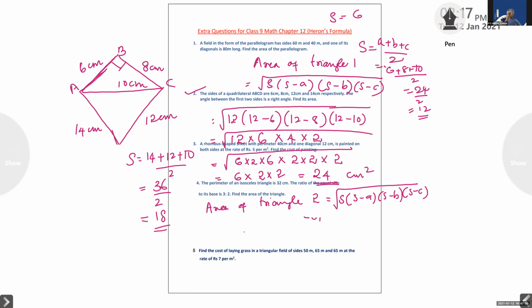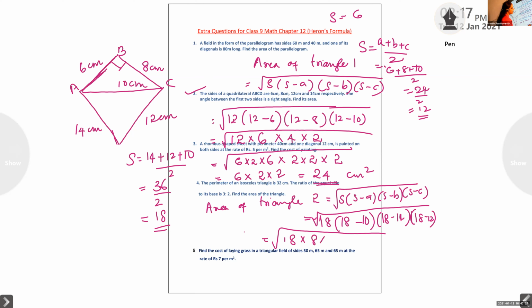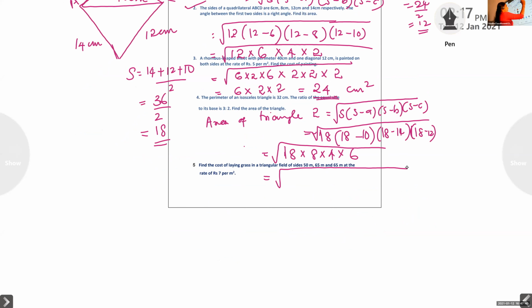Yes. Okay. So equal to root of 18 into 18 minus 10, 18 minus 14, 18 minus 12, equal to root of 18 into 8 into 4 into 6. 18 we can write as 2 into 3 into 3, 8 as 2 into 2 into 2, 4 as 2 into 2, and 6 as 2 into 3.